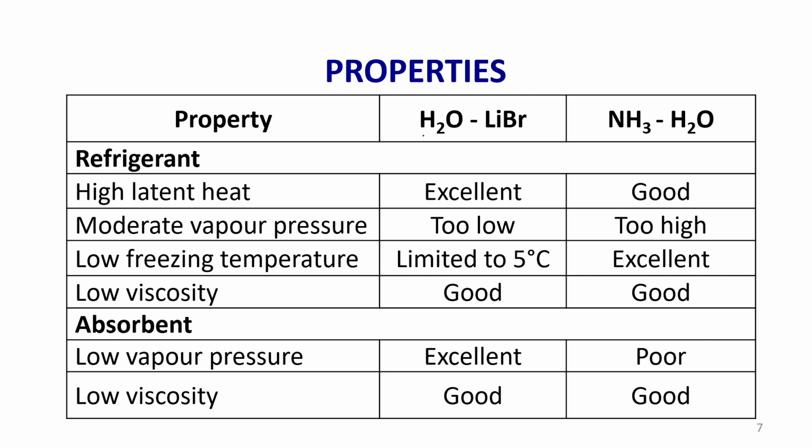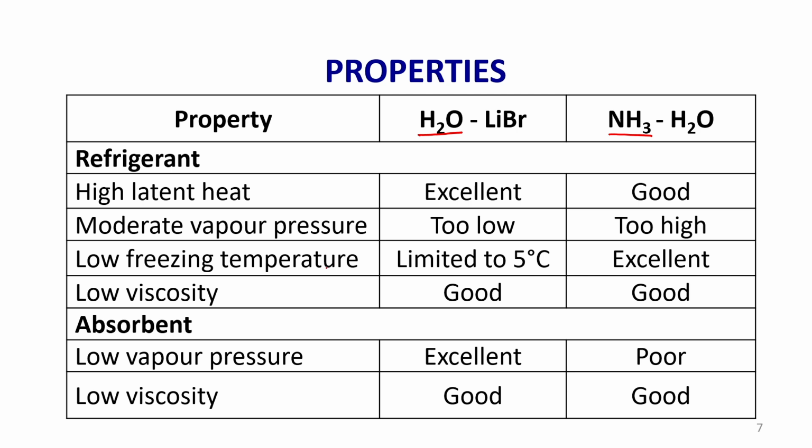Here water is the refrigerant, so ammonia is the absorbent. Ammonia is the refrigerant in this one, water is the refrigerant. Lithium bromide is the absorbent in the water lithium bromide system, water is the absorbent in case of ammonia water absorption system. Okay. So, latent heat should be generally high. So, this is excellent for water, and ammonia has also good latent heat.